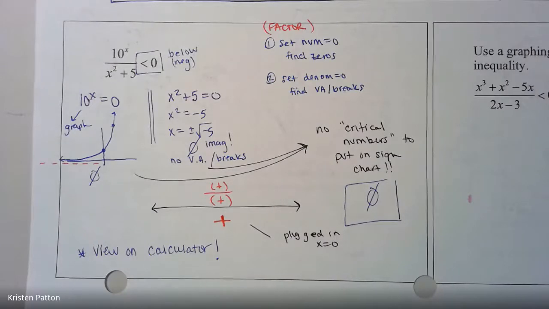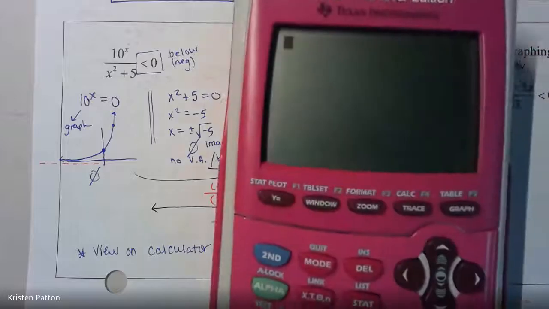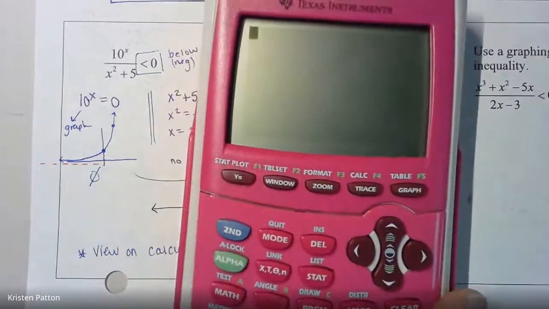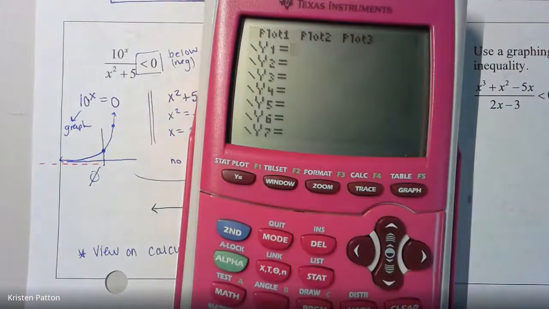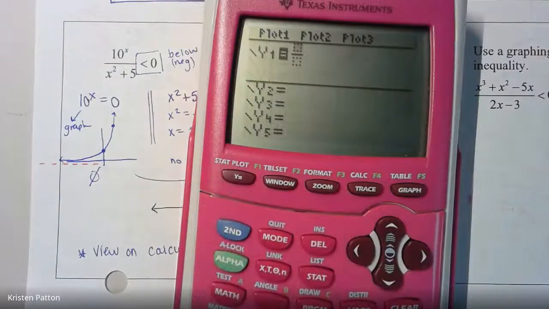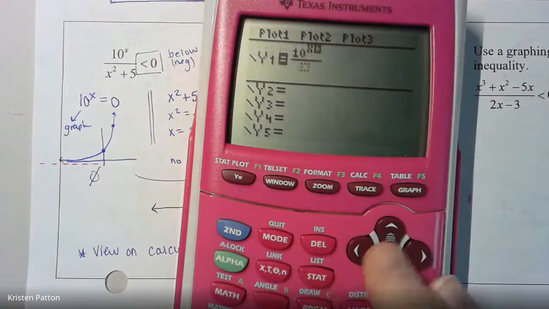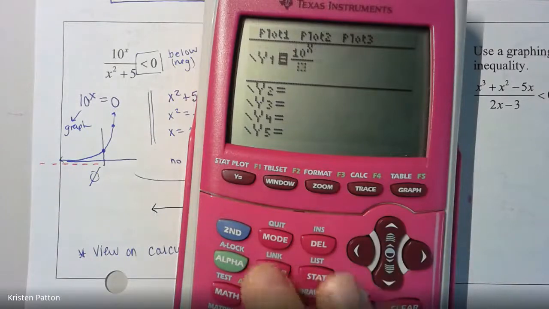And you know what I think we should do, because this is a little more uncomfortable? Let's go ahead and look at it on a graphing calculator. I'm going to pull out an 84. You pull out whatever you have, even if it's Desmos. So I'm going to go to my y equals. I'm going to type in 10 to the x on top and x squared plus 5 on bottom.